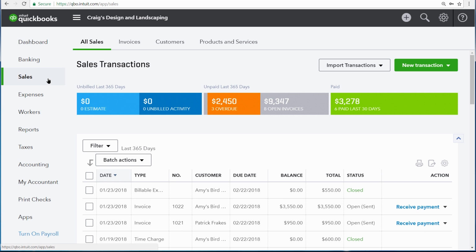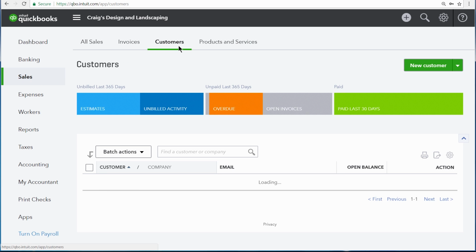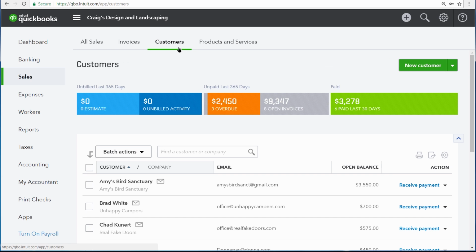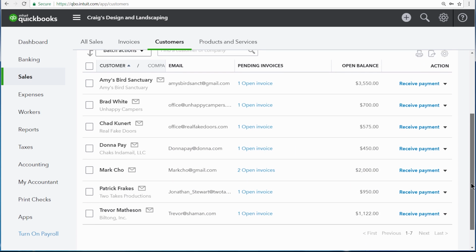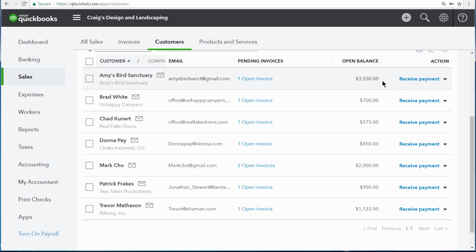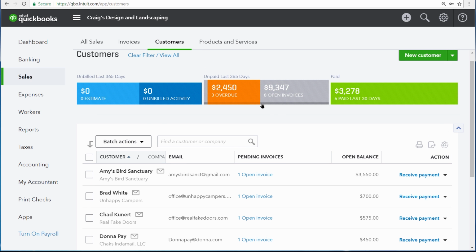To get that, click Sales and then Customers. Right up here at the top of the screen, QuickBooks tells us that we have open invoices in the amount of the accounts receivable balance. But if we click on that amount and then scroll down, we can then see which customers owe us money. And if you added up all of these open balances together, you would get to this total amount.